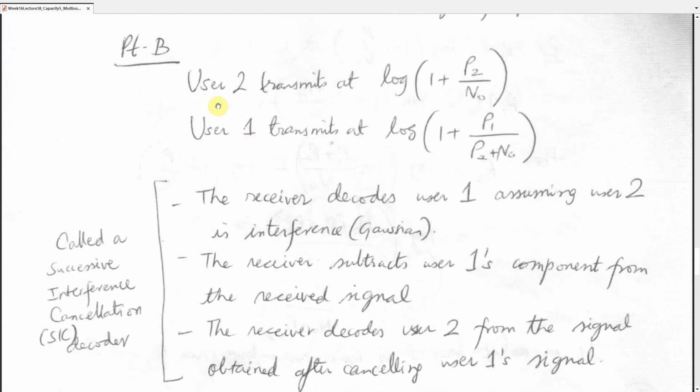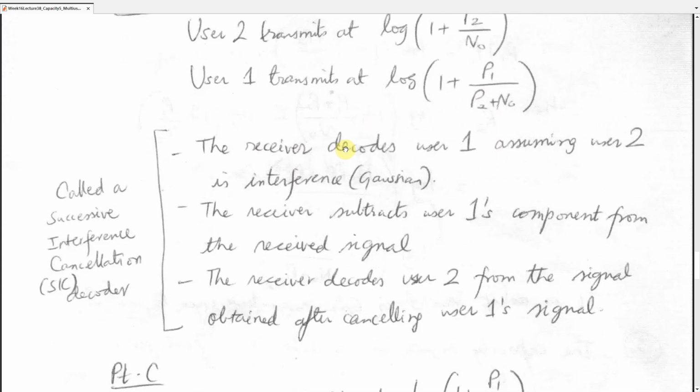Point B is a scenario in which user 2 transmits at log of 1 plus P2 over N naught, its maximum rate, and user 1 transmits at log of 1 plus P1 over P2 plus N naught. So user 1 kind of acts as an interferer.